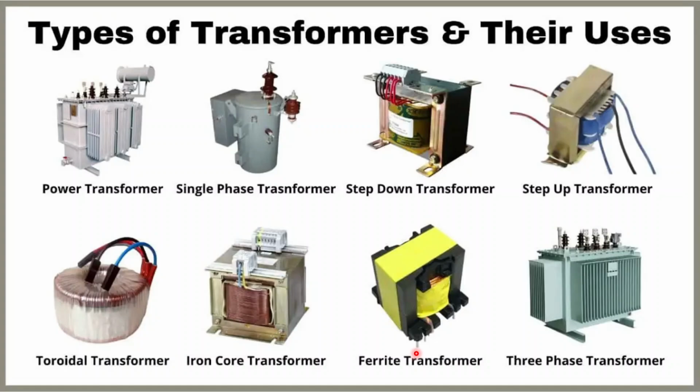Next one we have the ferrite transformer. Ferrite transformers use the ferrite cores which are composed of the iron oxide combined with the metallic elements. These cores offer high magnetic permeability and low electrical conductivity, making them ideal for high frequency applications. It can be used for the switching power supplies and the telecommunications.